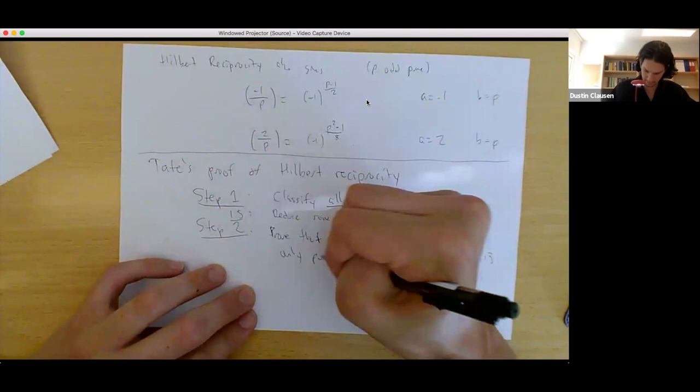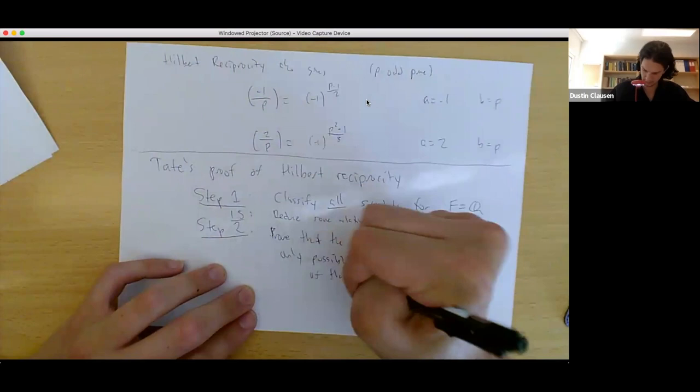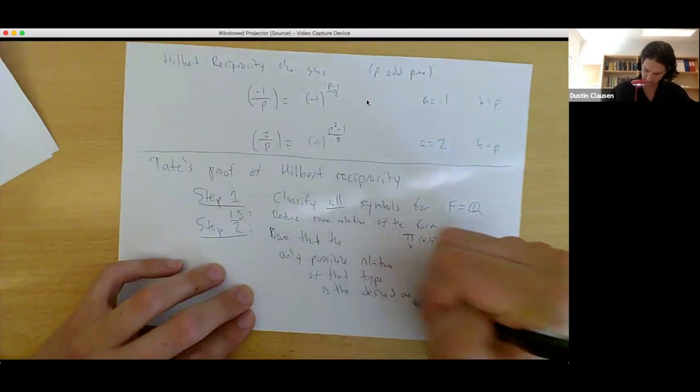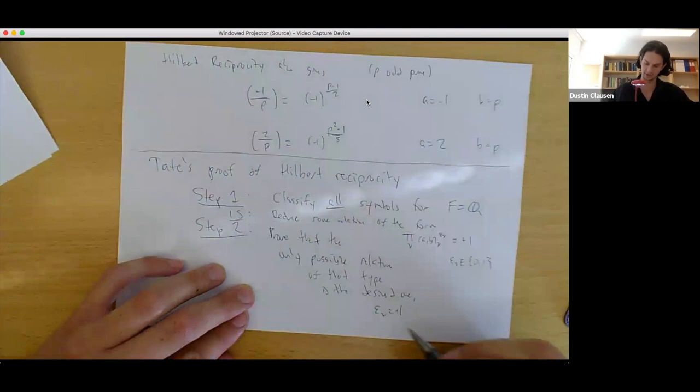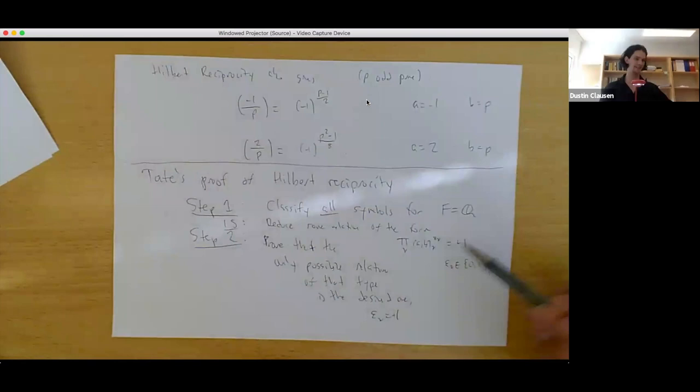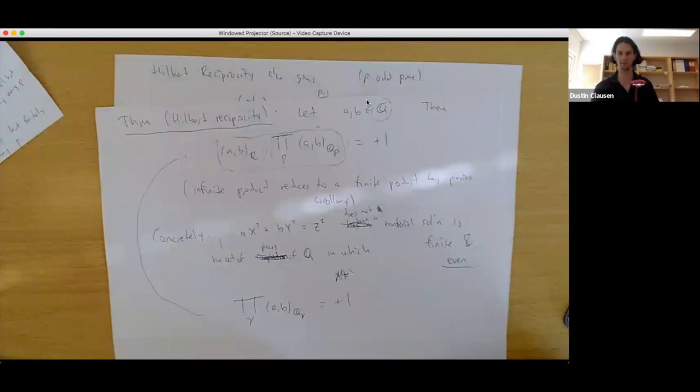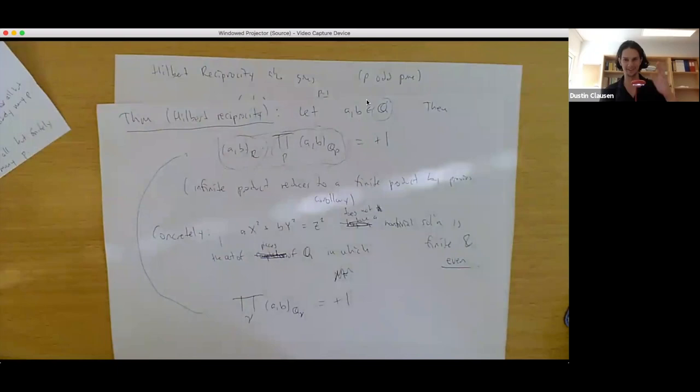of that type is the desired one. So all of these places have to be contributing. So all of these epsilon mu's have to be plus one. And then the relation that you abstractly have necessarily, so I was saying the only possible relation is the one that gives Hilbert reciprocity. And that's the proof of Hilbert reciprocity. Very, very weird. You deduce there must be some relation, and then by various number theoretic trickery, you prove that the relation has to be this one.